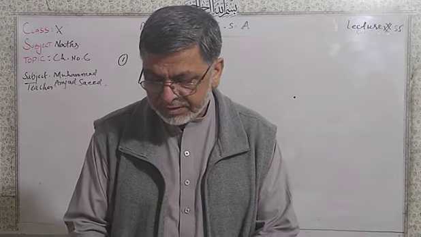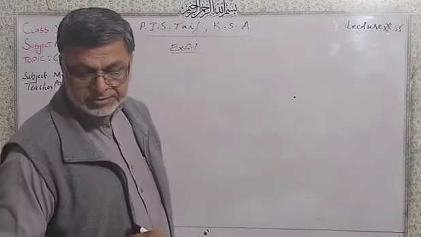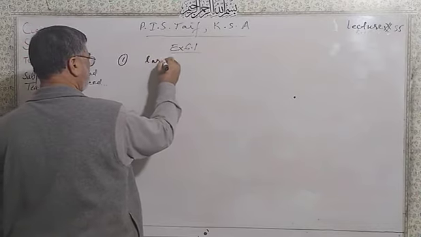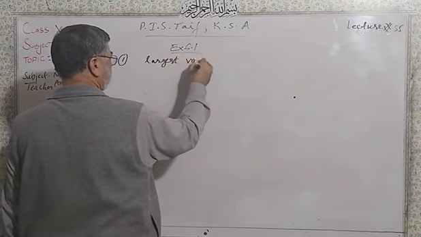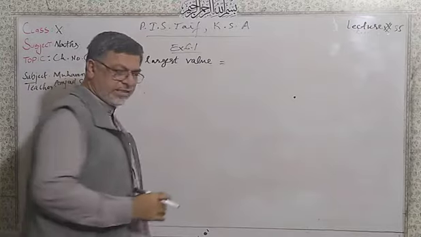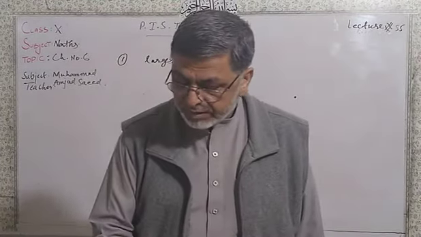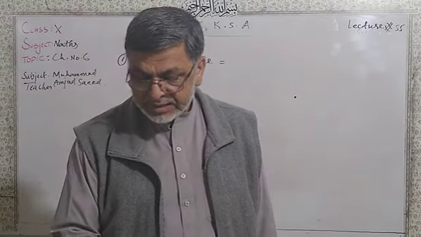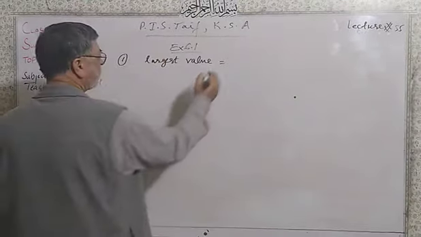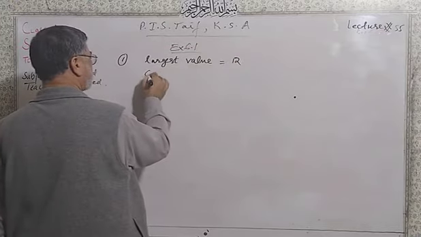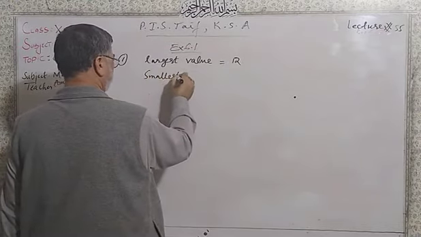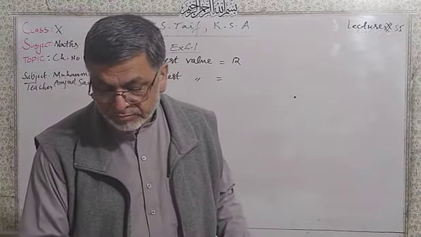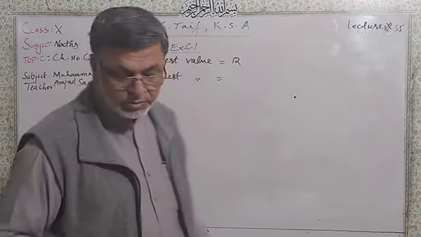We have to write down what is the largest value in the data. The largest value in the data is 12, and the smallest value in the data is 2.